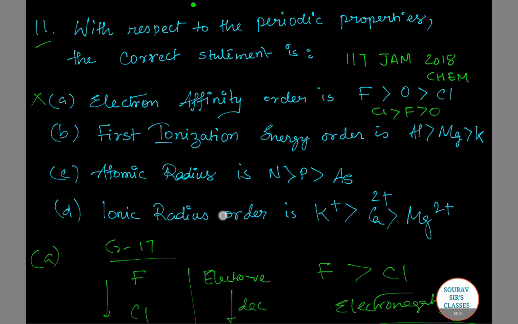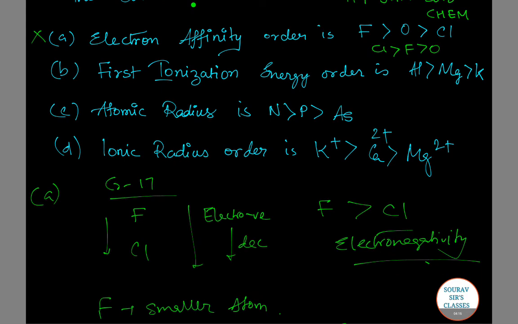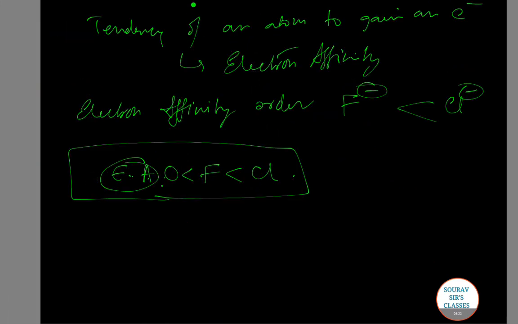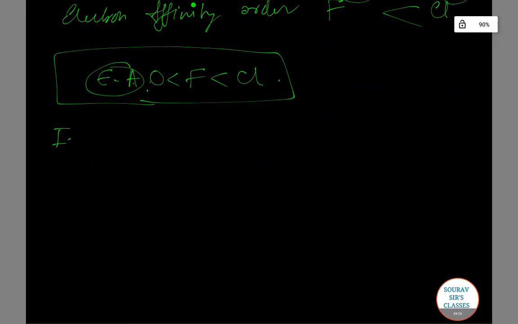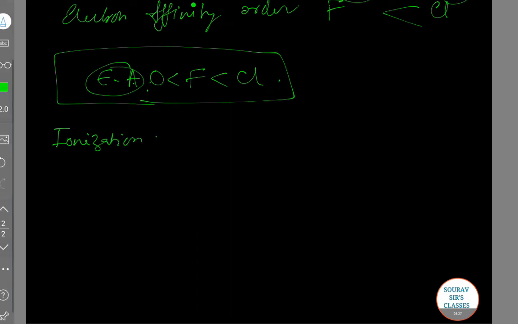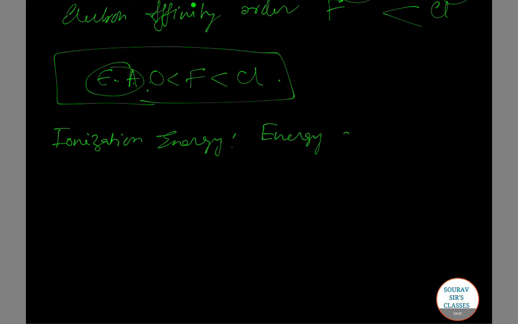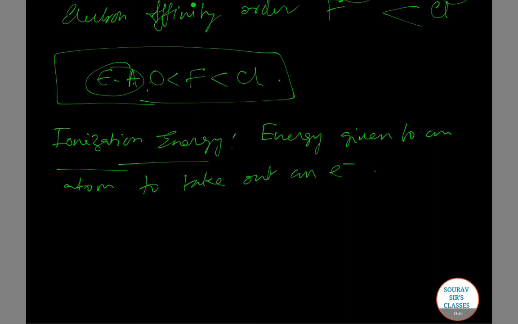Moving on to option B, the first ionization energy order is aluminum greater than magnesium greater than potassium. So what is first ionization energy? Before that, what is ionization energy? It is the energy given to an atom to take out an electron from it. So basically it is the energy we give to an atom in order to make it positively charged.